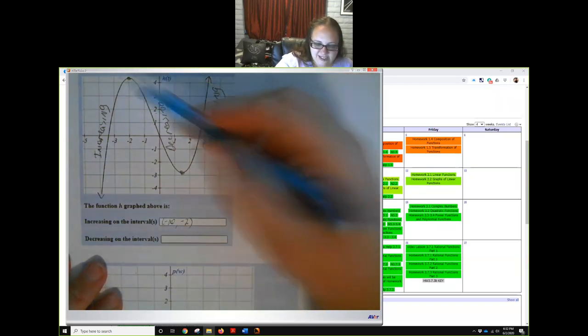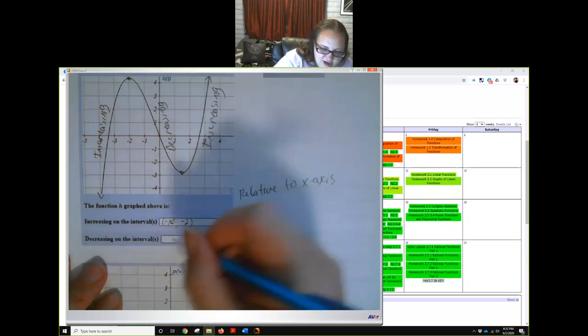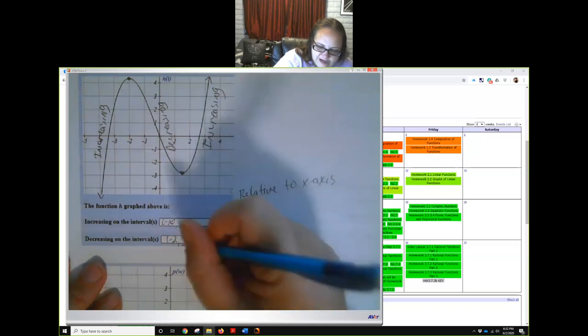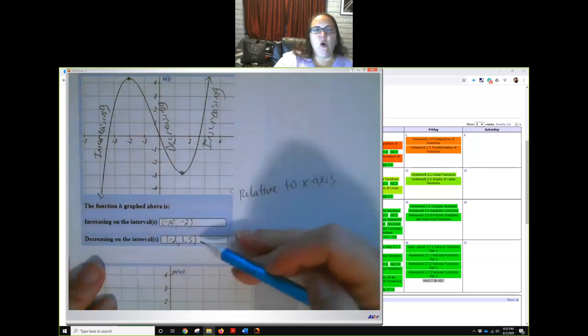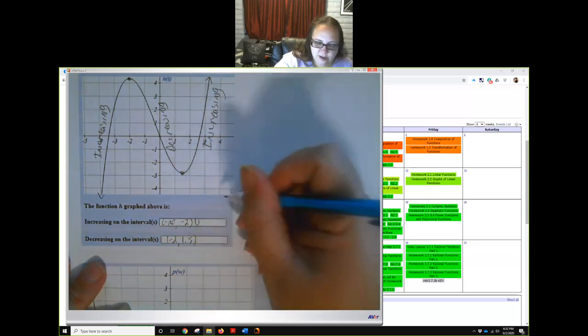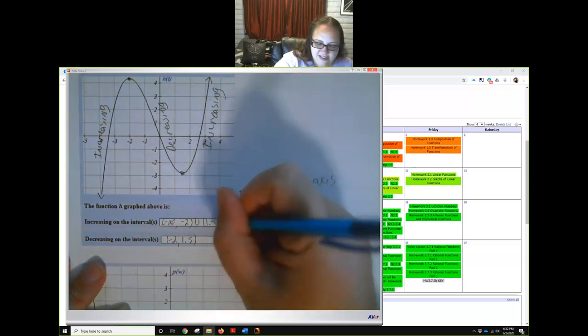Now the next section is decreasing, and it looks like it is decreasing from -2 until about 1.5. And more gives you a little bit of wiggle room here since you're estimating. And then the last section is increasing again, so I'm going to use that U. And I'm going to say it is increasing again from 1.5 until infinity.